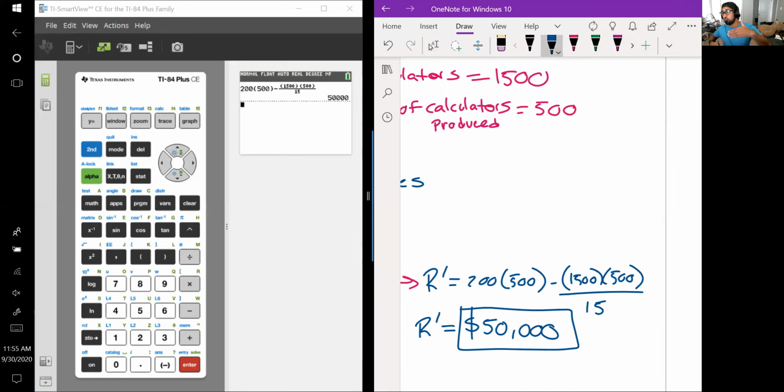And once again, we're looking at whether the number is positive or negative. This is a positive output, meaning the derivative is positive, the slope is positive. So this means that revenue increases. Okay.